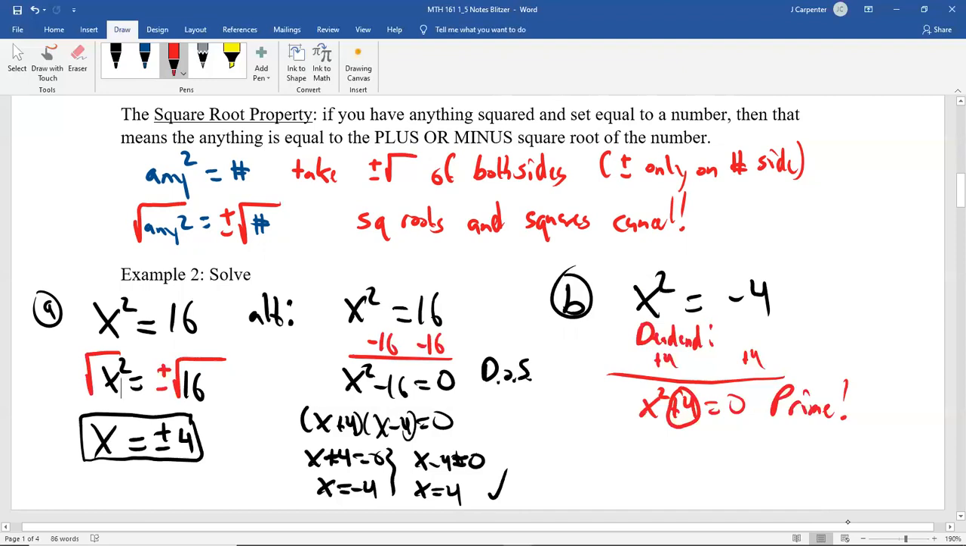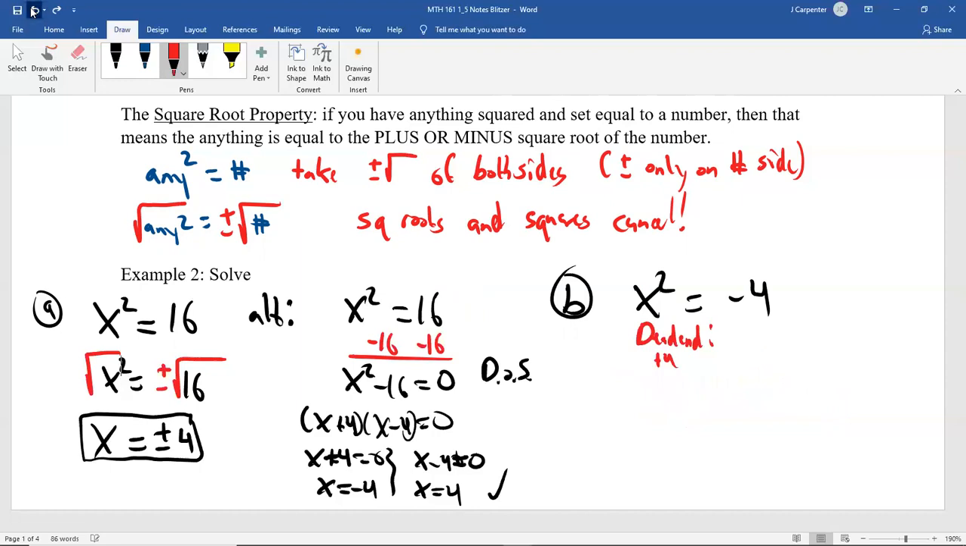Now, if this is 16, what if this was a 17? So if you had a -17 over here, that's not a perfect square, so dead end. So the factoring version only works if that number is a -1, a -4, a -9, a -16, a -25, any number that is a perfect square. So instead of dead ending, because we can't factor, we have to use this alternative method.